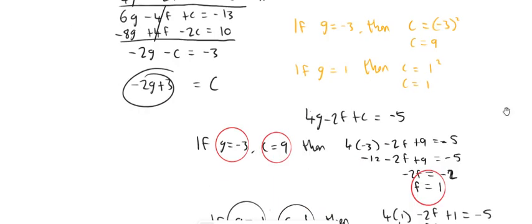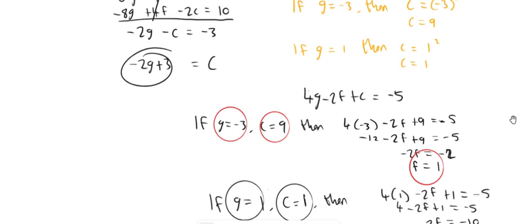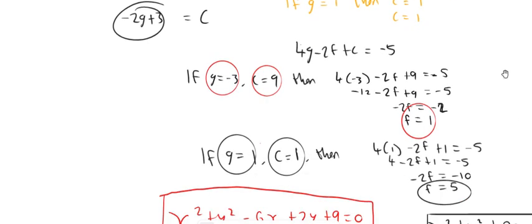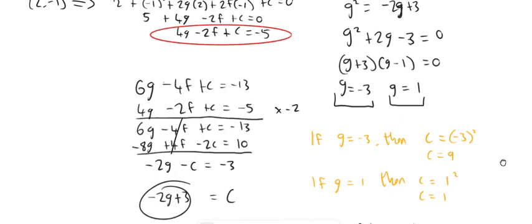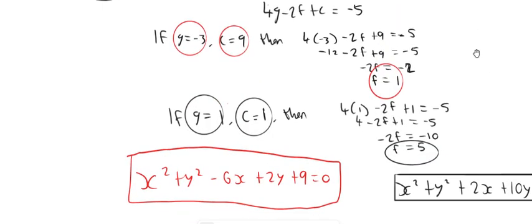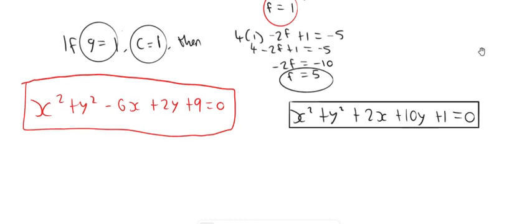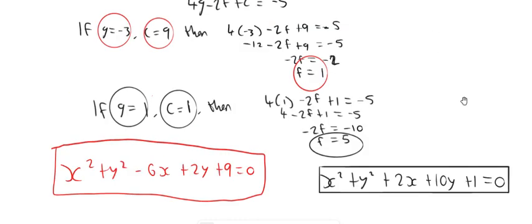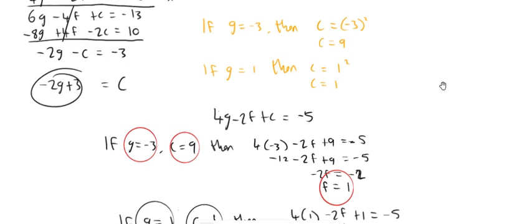Now I've got two values for g, two values for c, so I sub them back into one of the equations up above. So here I used 4g minus 2f plus c is equal to minus 5, and I end up getting two values for f, so then I've got two values for each of g, f and c, and I just put them into the equation of a circle. So I know it's long, but that's it.